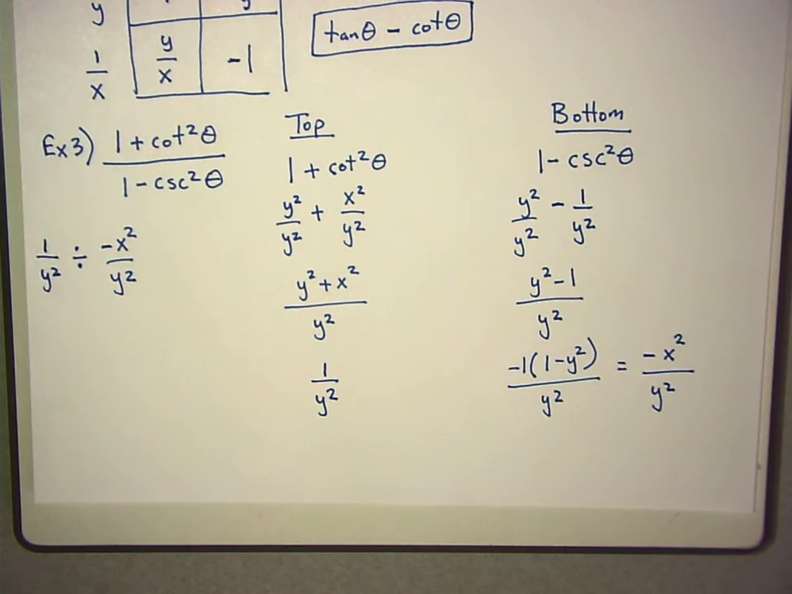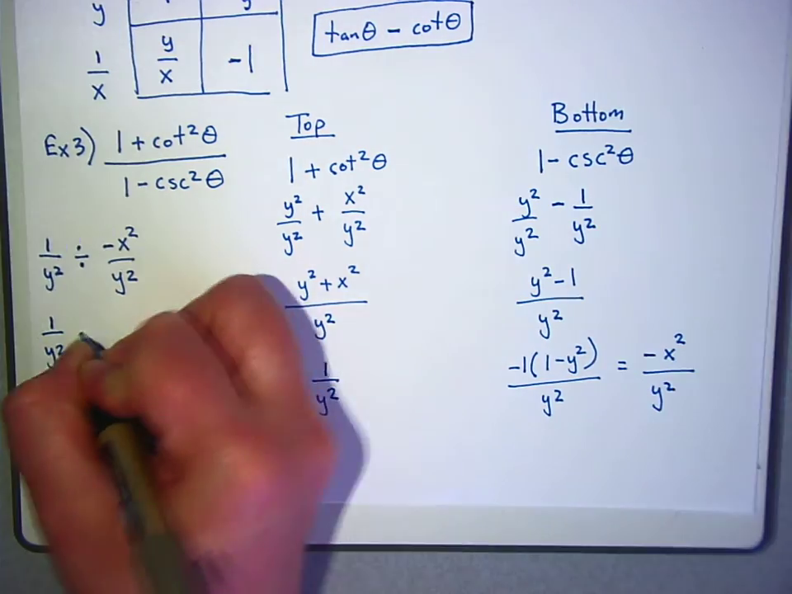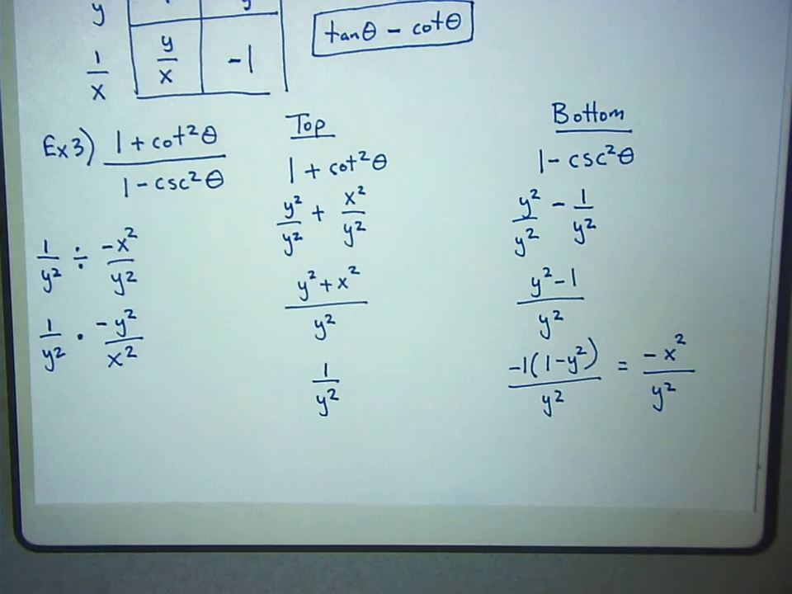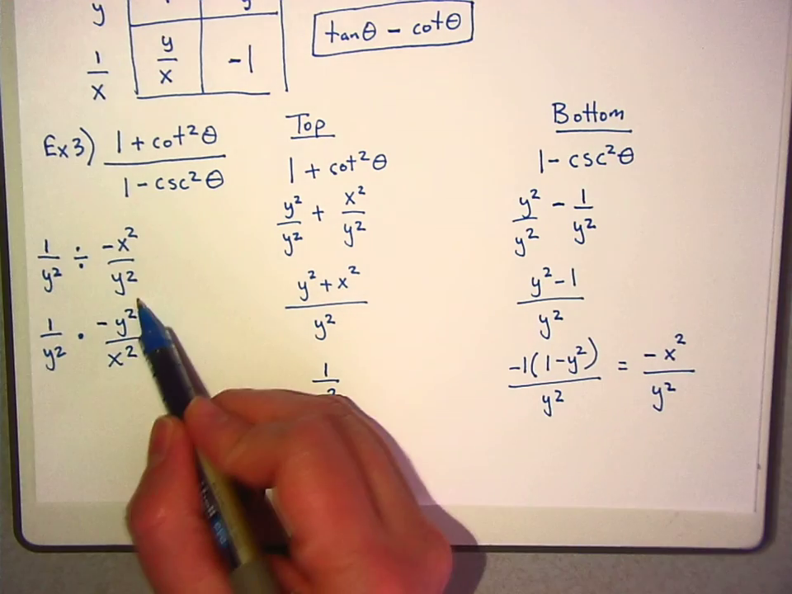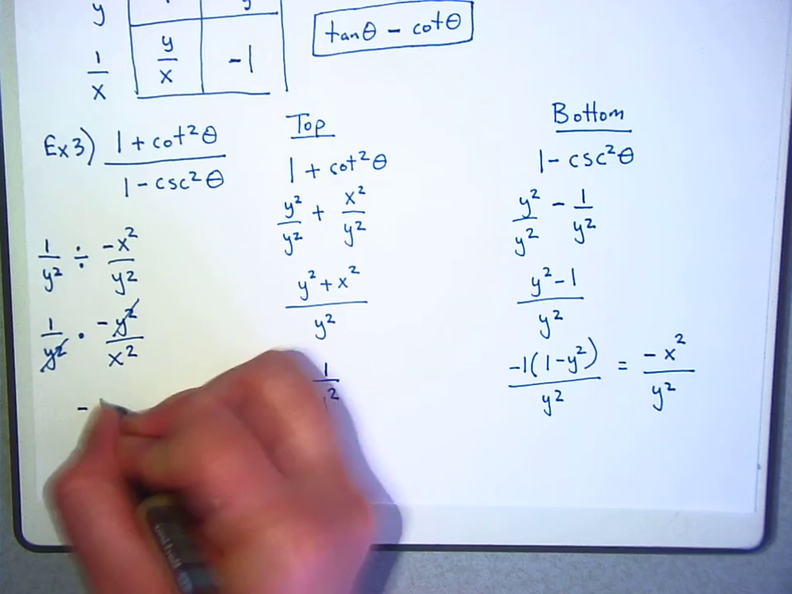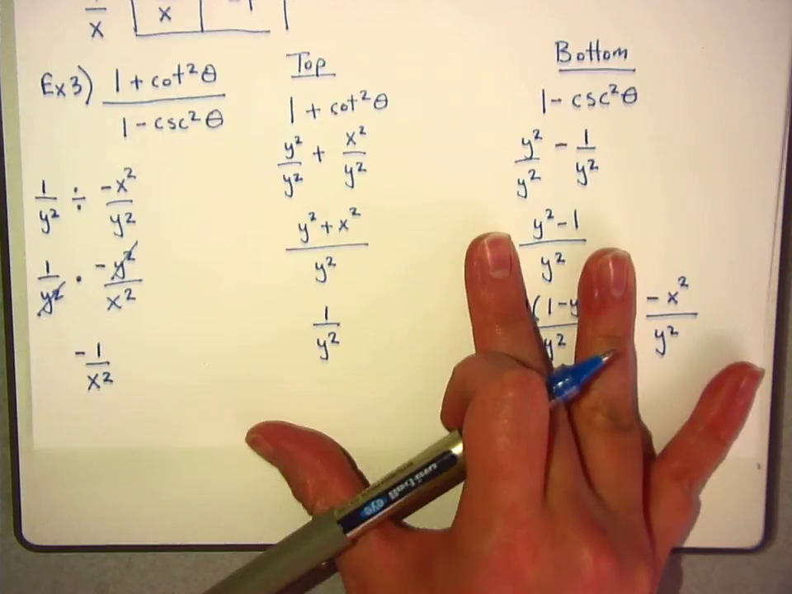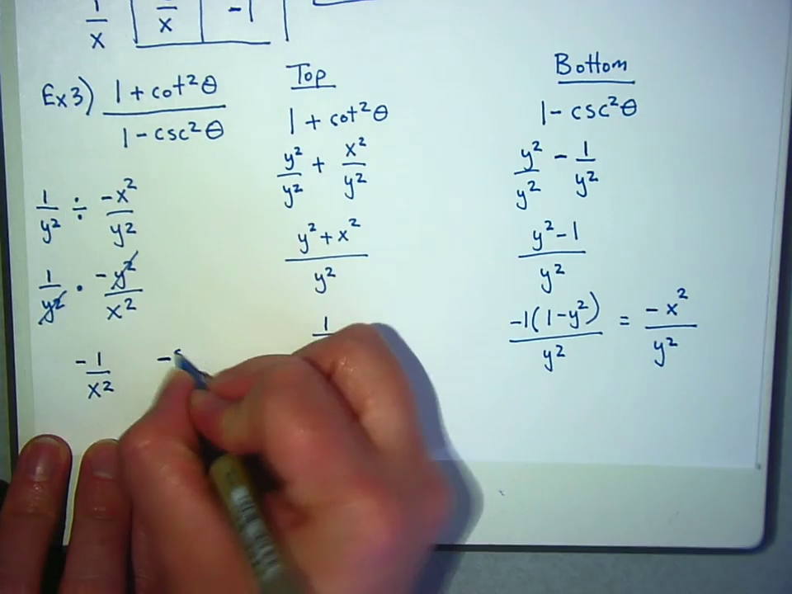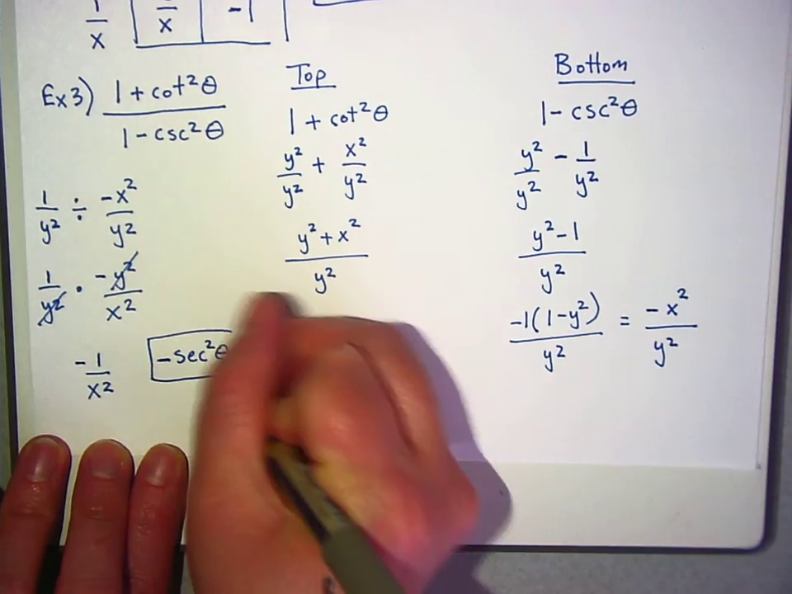How do I divide fractions? 1 over y squared times negative y squared over x squared. And the y squareds cancel out. And so we end up with negative 1 over x squared. So what is my final answer in trig speak? Negative what? Negative secant squared. Stop it.